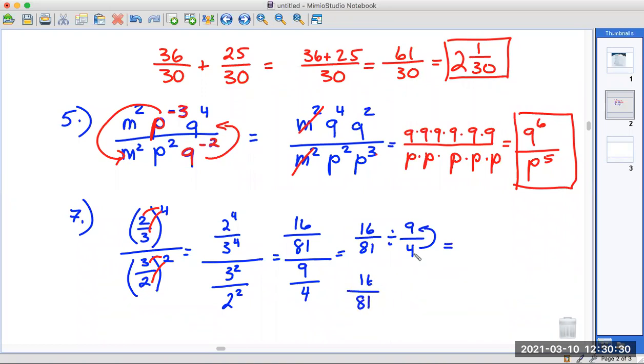So there's a little saying, dividing fractions, it's no lie, flip the second and multiply. And when you multiply, you can either cross cancel or you just multiply top and bottom. 16 times 4 is 64, I believe. 81 times 9 is 729.